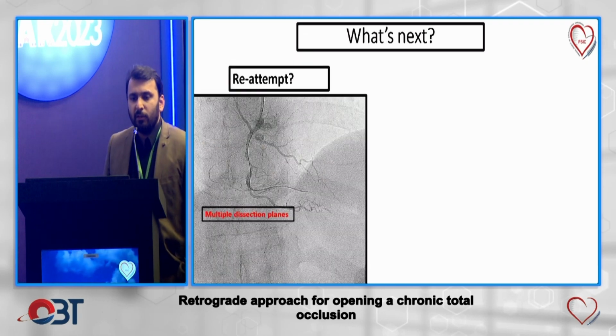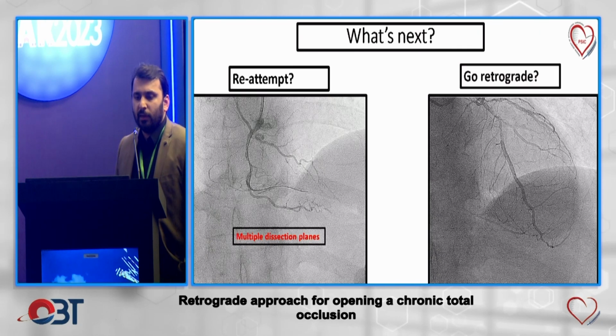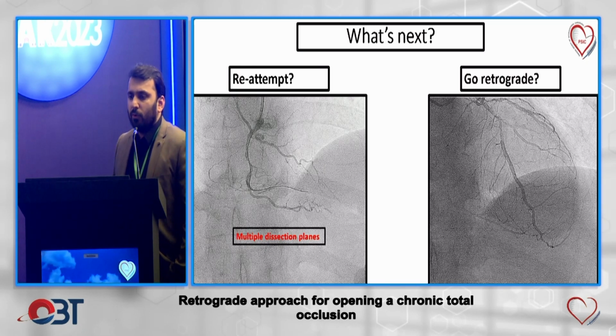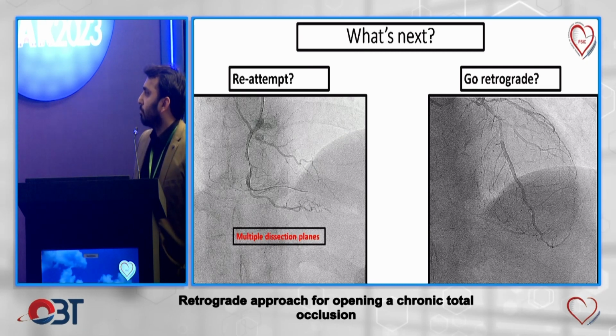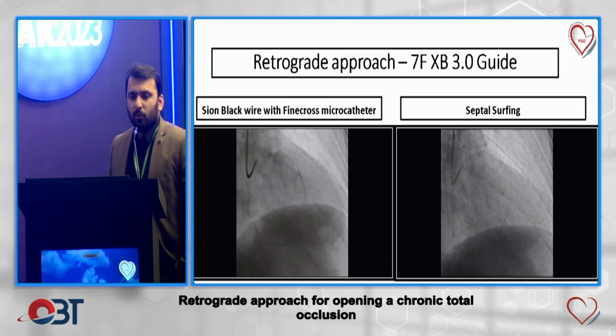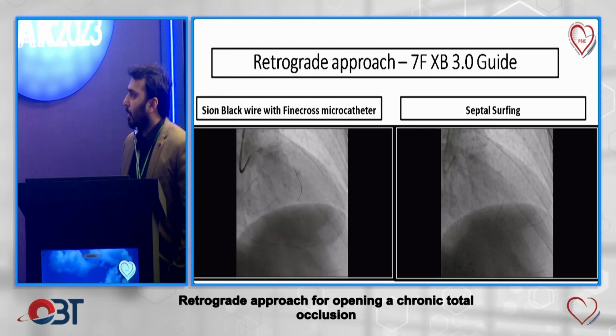There were 2 options. Either we reattempt after abandoning the procedure and bringing back the patient so that the dissections can heal, as multiple dissection planes have been developed with the antegrade wiring, or the other way is we go retrograde. So it was decided to go with the retrograde approach using a 7 French XP3 guide.